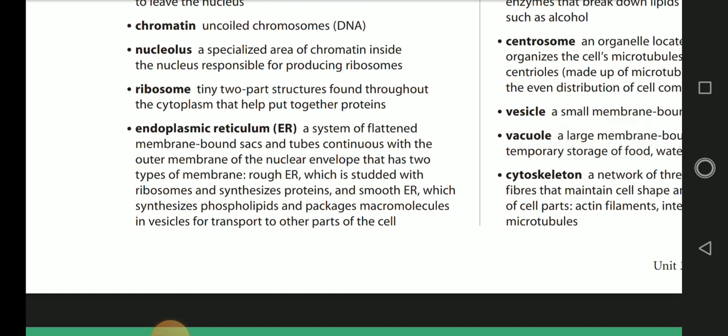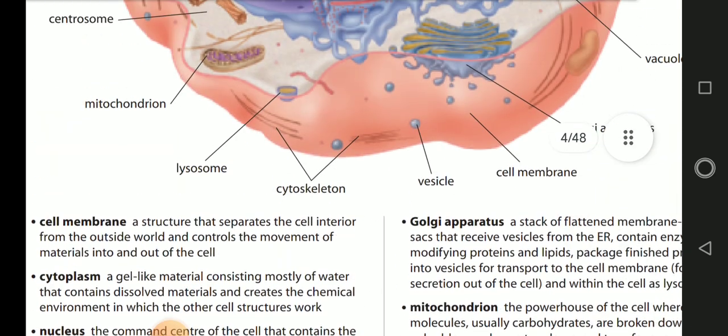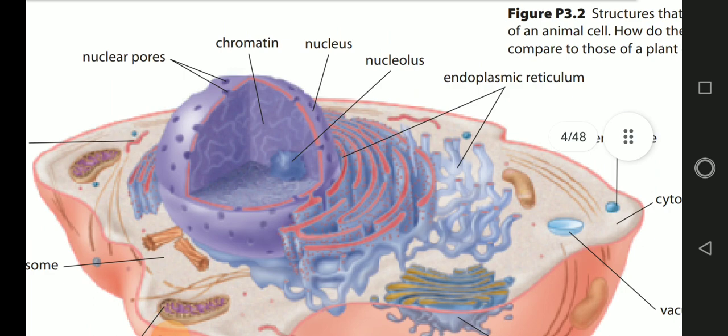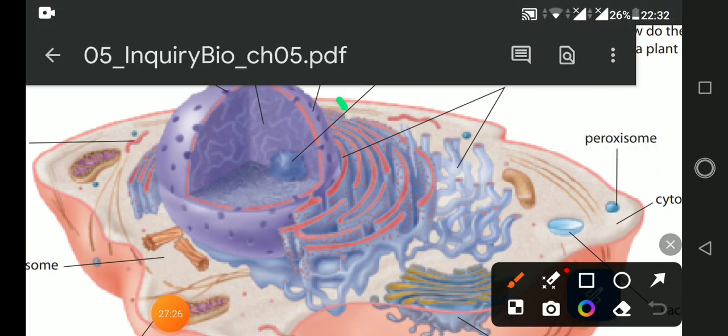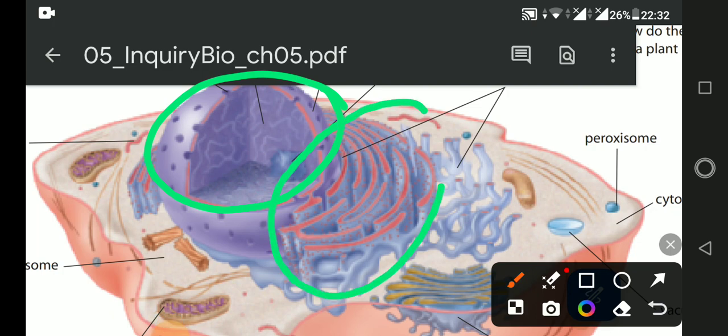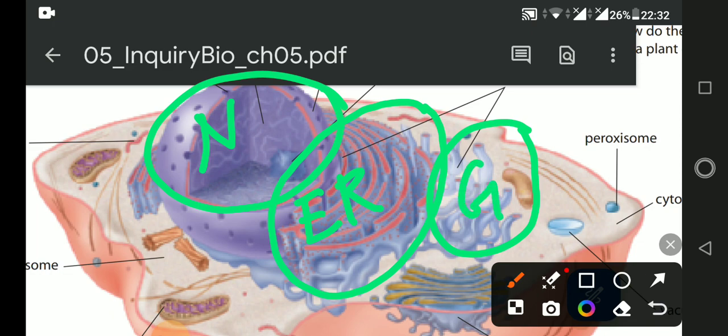Okay, next we have endoplasmic reticulum. Now endoplasmic reticulum is actually membrane bound sacs and tubes which are present in continuity with the nuclear membrane. Here you can see, ये आपका न्यूक्लियस है, और ये वाला जो पार्ट है, this part is endoplasmic reticulum, and this part is the Golgi. This is nucleus, this is ER, this is Golgi.